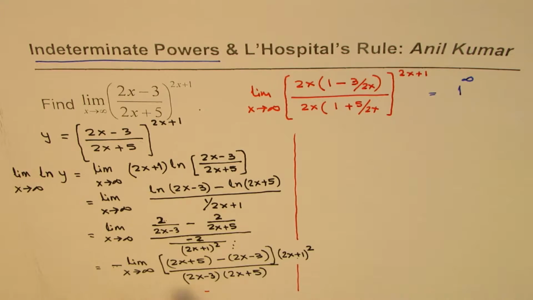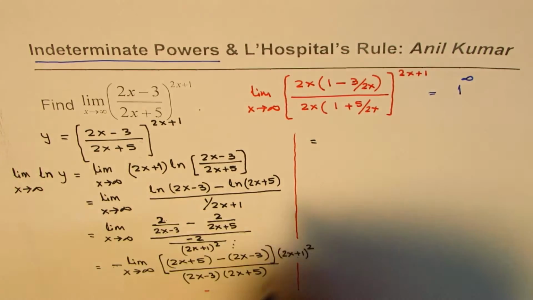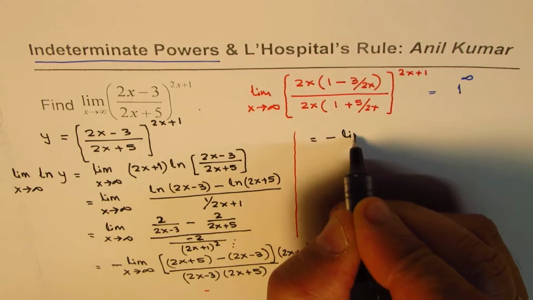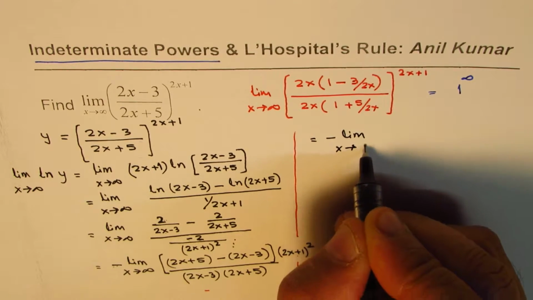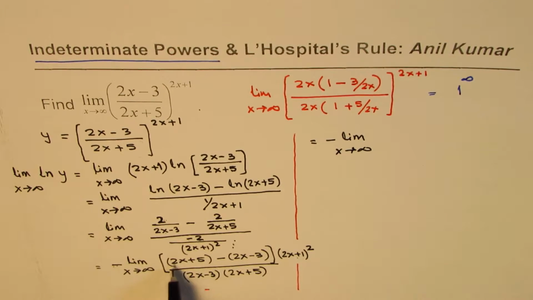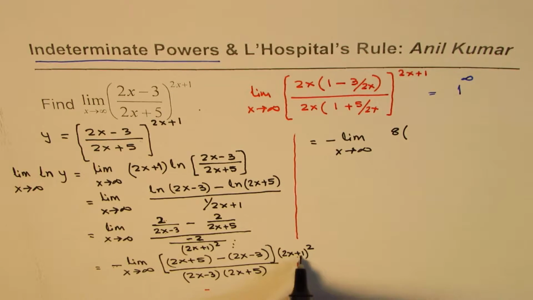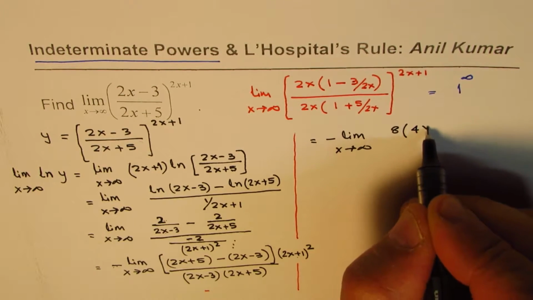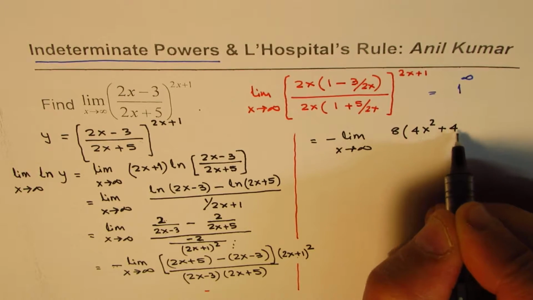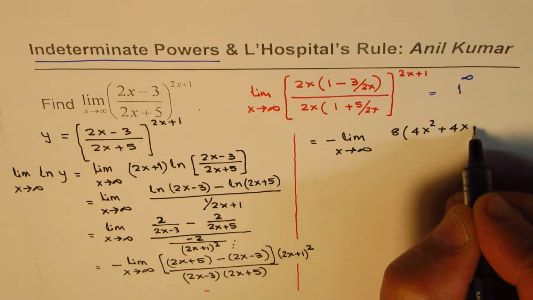Now at this stage, we can write this as minus limit x approaches infinity. So if you solve this, 2x minus 2x is 0. 5 minus minus 3 is 8, right? So we get 8 times 2x plus 1 whole square. So I'll expand this, which is 4x square plus 4x plus 1.